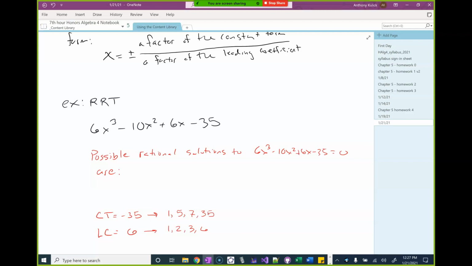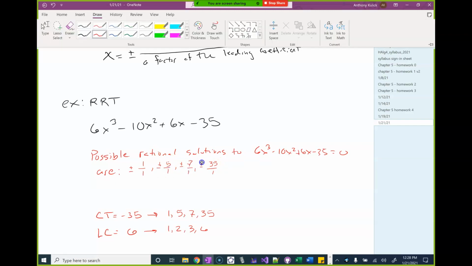So, my possible rational solutions. It's going to be plus or minus a factor of the constant term over a factor of the leading coefficient. So the first leading coefficient factor is 1. So I'll take each of my constant term factors over 1.